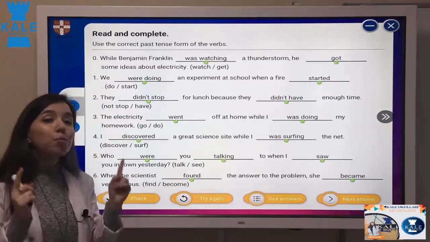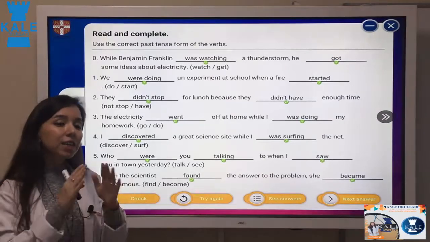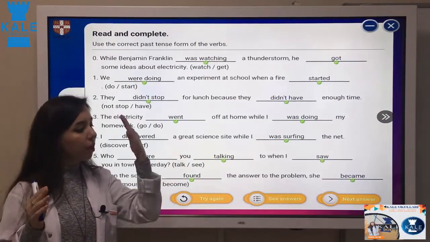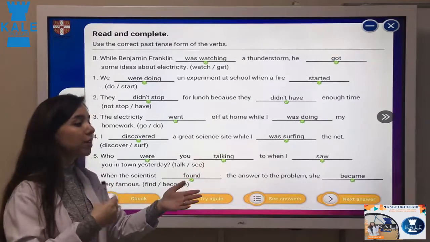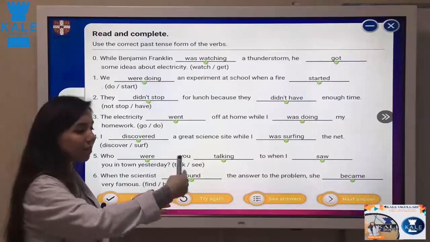Yes, so past continuous is something during a period of time. For example, from 8 to 8:30. For example, from 12 to 12:30, I was teaching.